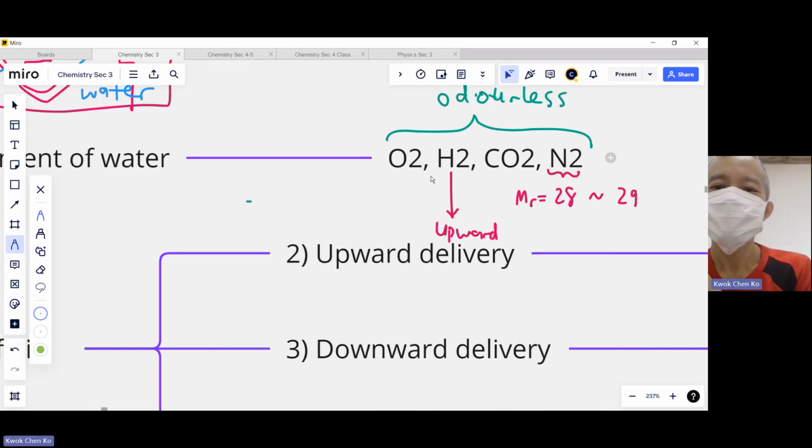Yes, the difference is very drastic. O2, Mr 32. So at least with this one I think the difference is more significant, but of course, if I have the choice, I would still rather not use it because it's still quite close to 29. CO2, 44. Good. So for this one, downward.